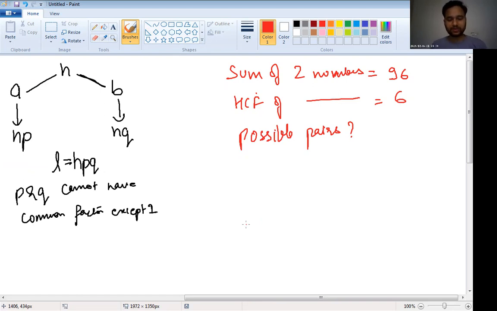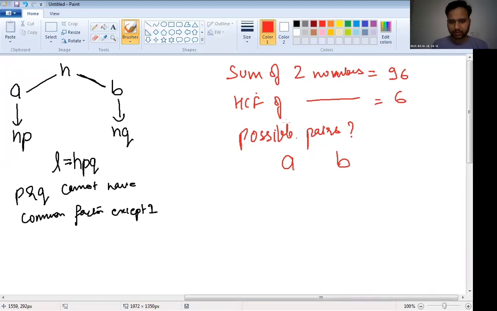That means we have to find how many and what are those possible pairs who have the sum as 96 and HCF is 6. Right. Okay. So how to do this question? We will use this technique that we have just learned to solve this question. Right. So let's assume those two numbers are A and B.